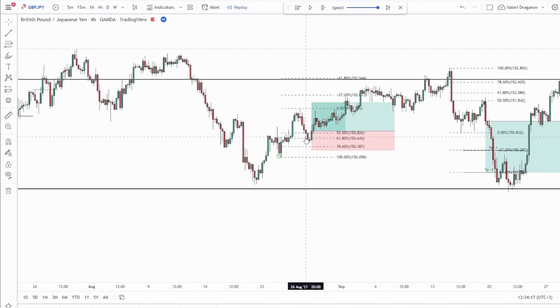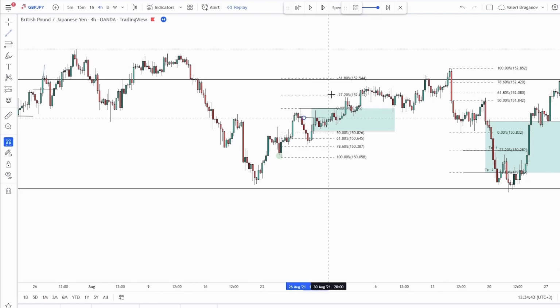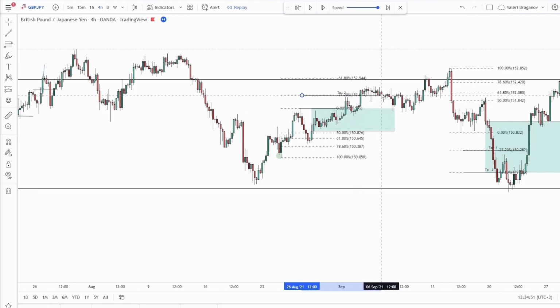Our take profit: because the price reaches the 61.8 level, our first take profit is gonna be on the 0% level. As you can see, it perfectly matches with the end of the impulse wave. Here our first take profit is hit, then we're gonna protect the deal and move our second take profit to the 27.2 level. And here the price reaches our second take profit.